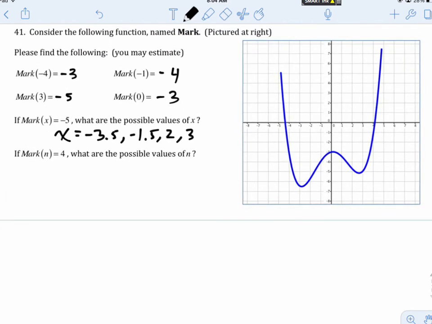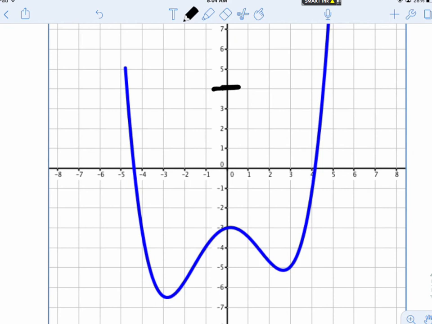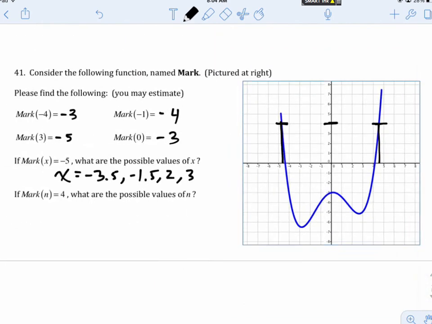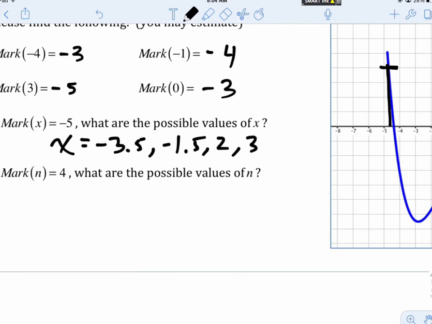And if the output were 4, what could the possible inputs be? Well, here's an output of 4. And I see that that happens here right at about, we'll call that -4.5. And out here we'll call that +4.5. Well, that's coincidental. So I'd say that n could be -4.5 or +4.5.